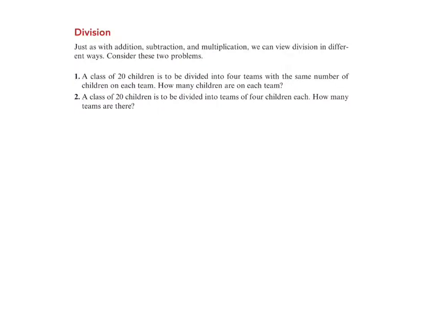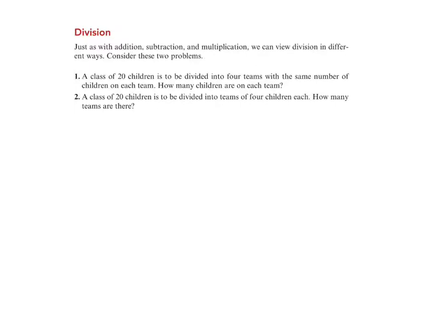Let's look at these. A class of 20 children is to be divided into 4 teams with the same number of children on each team. How many children are on each team? And the second one, a class of 20 children is to be divided into teams of 4 children each. How many teams are there? So you can see that it's sort of the same setup with 20 children, but we have a different question for each of these two problems.